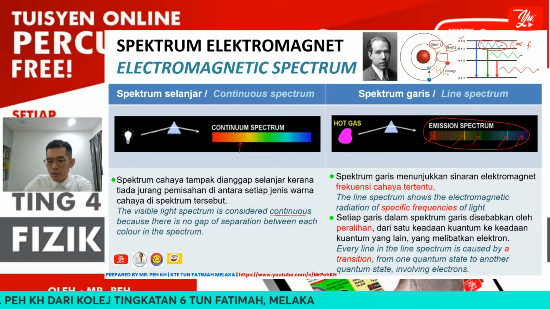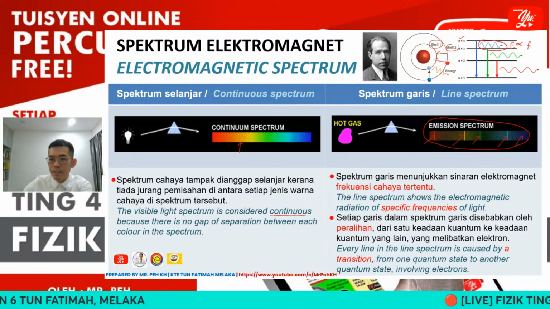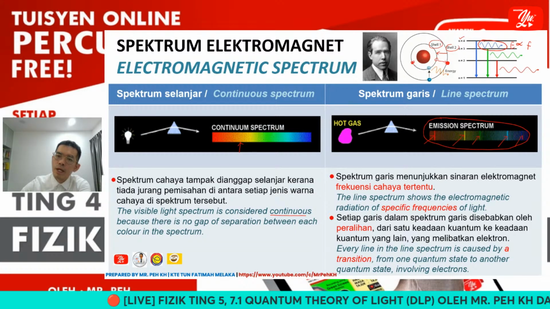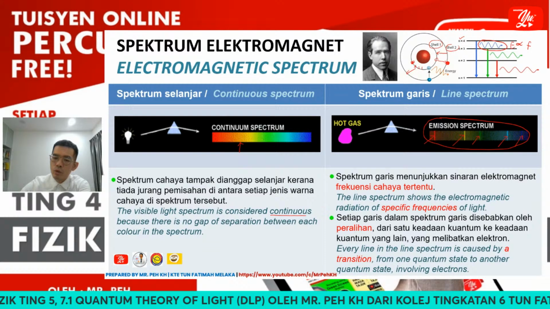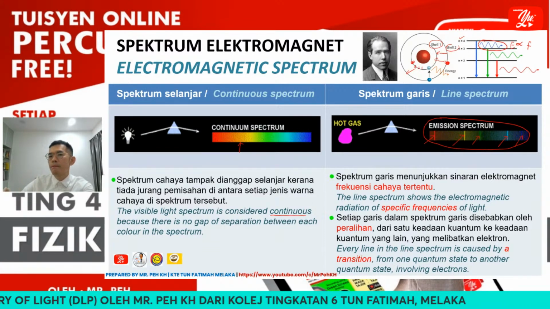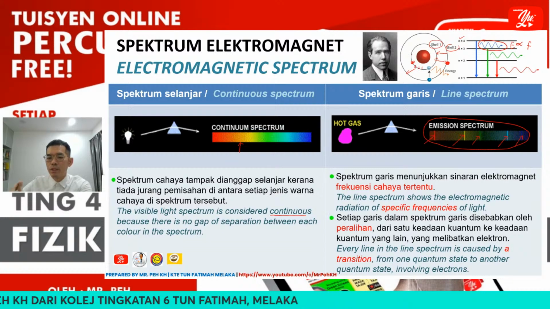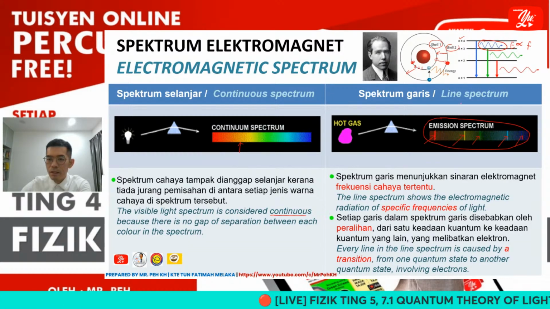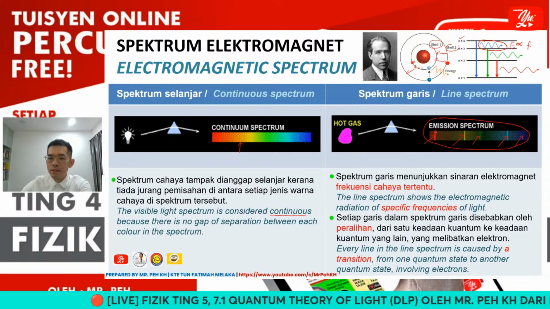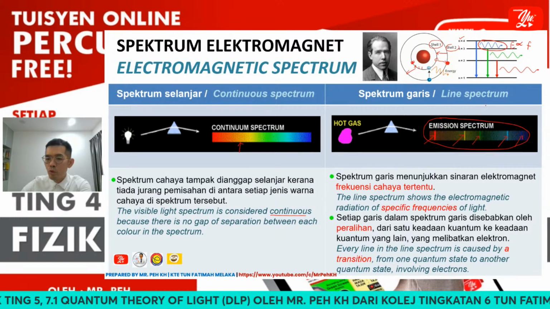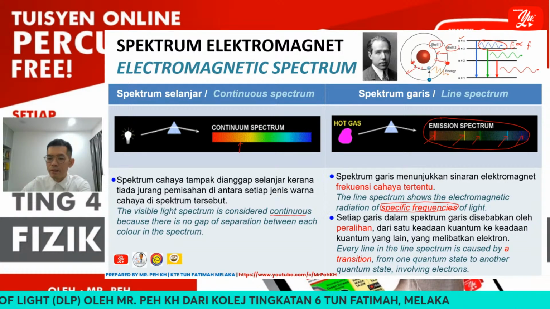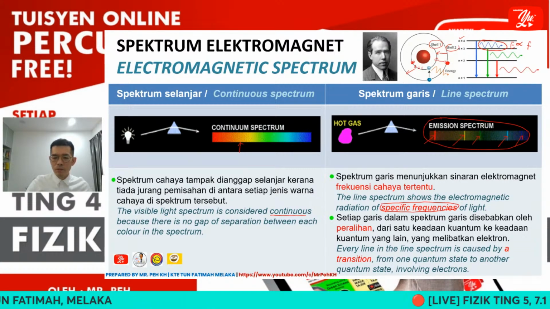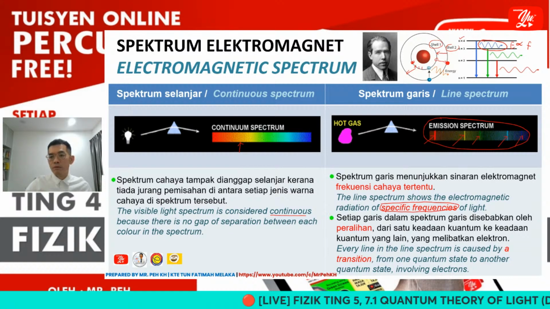Every line in the line spectrum is caused by a transition, as just explained. The electron will be excited and jump from a lower energy level to a higher energy level. When the electron goes back to the lower energy level, radiation will be emitted, and it will appear as one line in the line spectrum. The specific line formed will have a specific frequency of light. This is why you can see different lines appearing in the spectrum, because of the electron transition between two different energy levels.